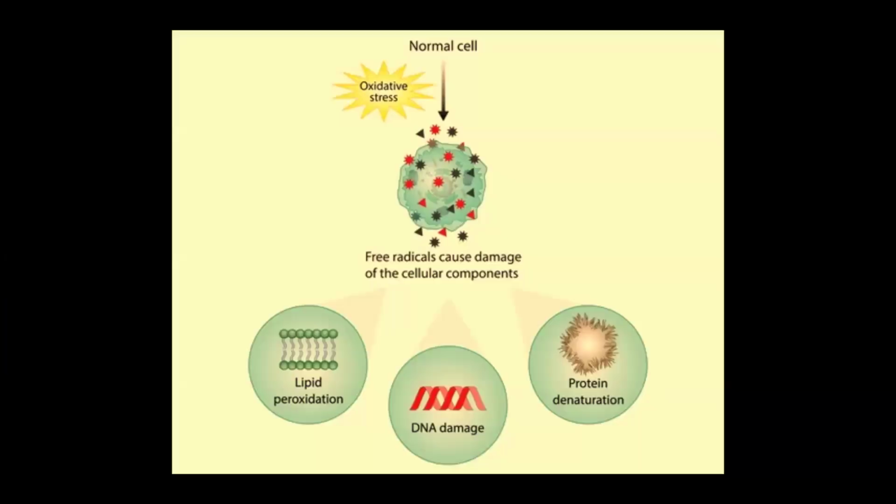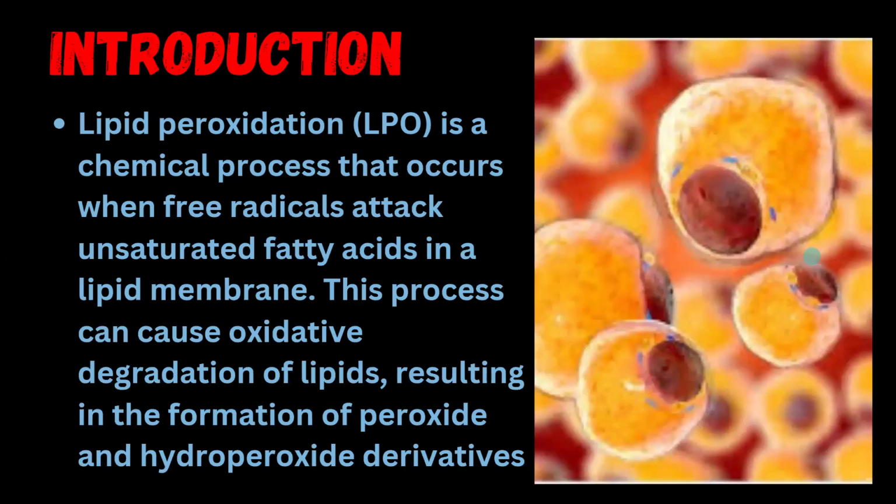Now, in this image, it is shown that this is a normal cell, and when oxidative stress or free radical species attack this normal cell, it may cause three types of processes or damages. The first is lipid peroxidation, in which the lipid layer gets damaged. The second process is DNA damage, in which the DNA gets damaged. And the third is protein denaturation, in which protein gets denatured or damaged. In this video, we will see about lipid peroxidation.